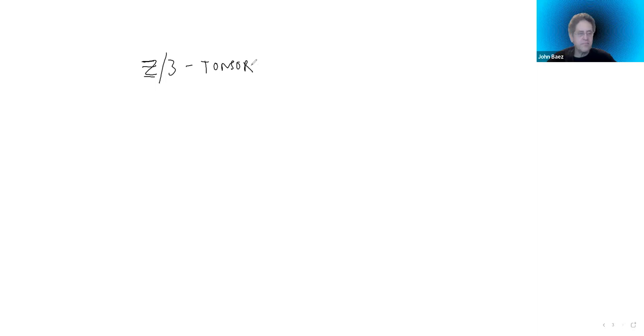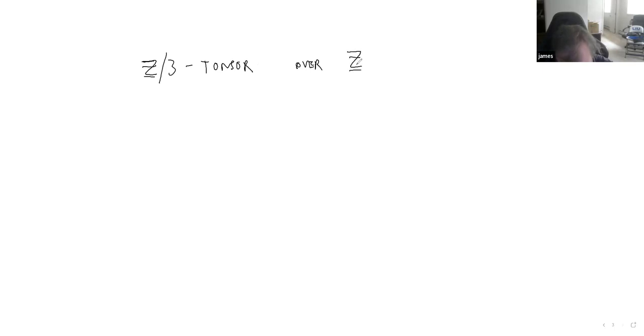Right. So I've got this idea that, for example, let's say I'm interested in Z mod 3 torsors. An example of where I might be interested in Z mod 3 torsors might be over a commutative ring like Z, for example. Again, I don't know how the terminology works. Maybe you say over the spectrum of the integers or something like that.